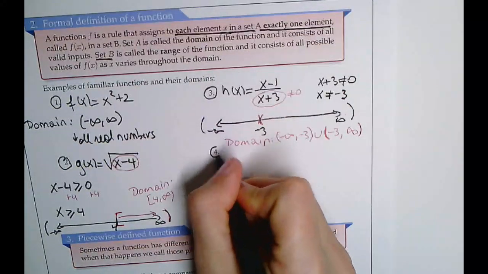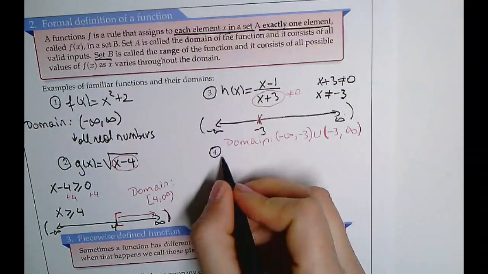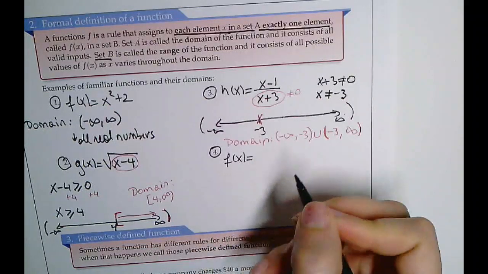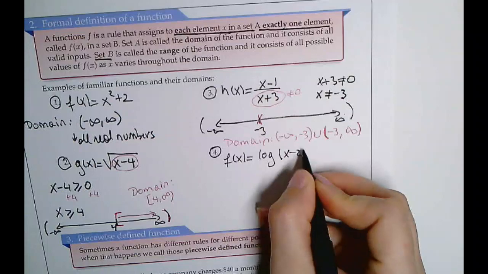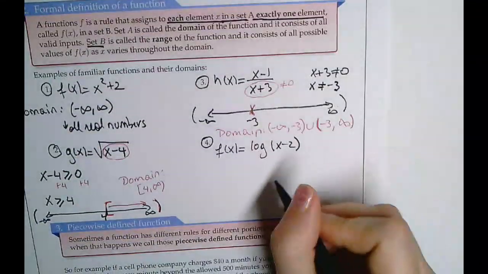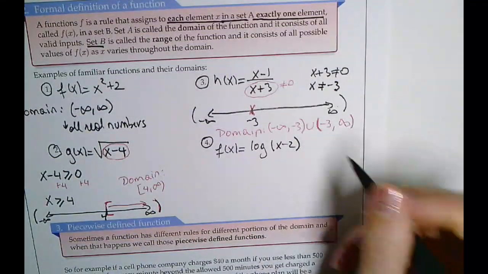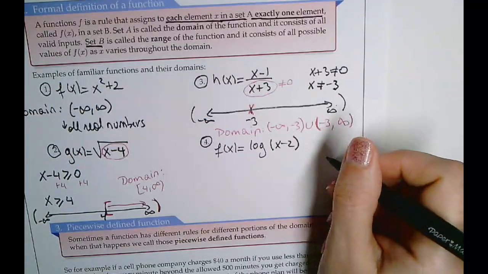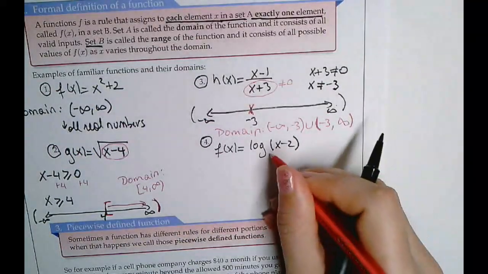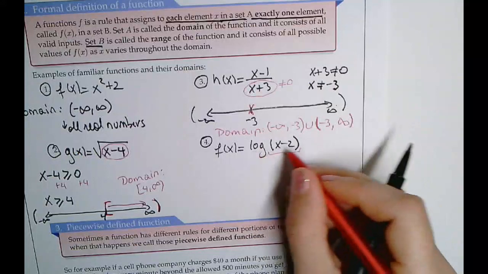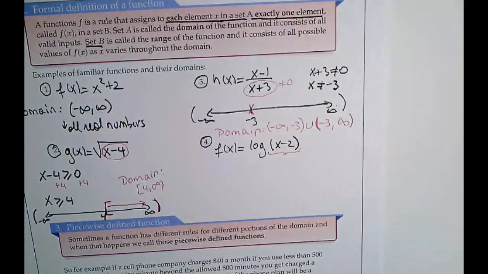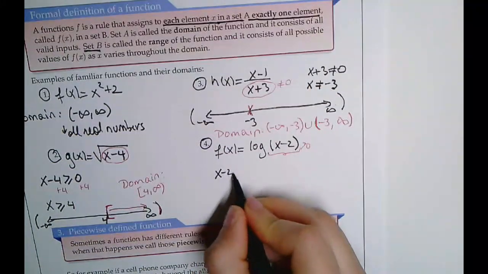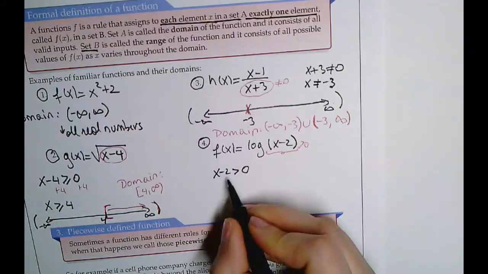Okay, one more example. Let's see if we have f of x equals log of x minus 2. Again, the logarithm function, we know that what we call the argument right here, whatever you're taking the log of, has to be a positive quantity. So I have to think that x minus 2 is greater than 0. It cannot be equal to 0.